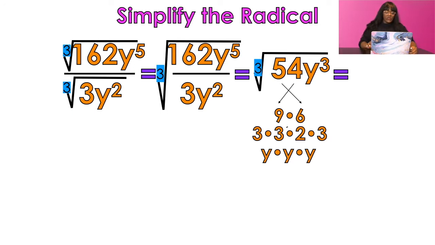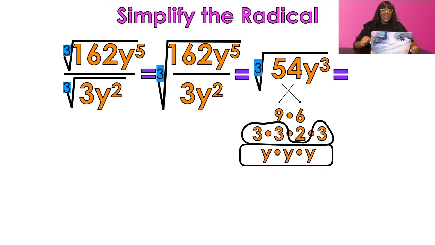Okay? So look at that. I have 3 threes. They weren't touching each other, but I can rearrange them and that's fine. And then I have 3 y's. Everything that gets circled comes to the outside. Everything that's not circled stays inside. 3y cube root of 2.